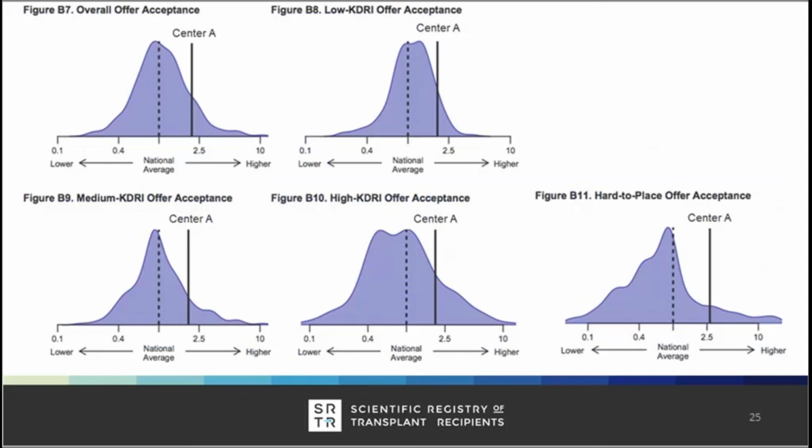And for here, we're showing each of the curves represents one of those sub-tables that we presented. So the low, medium, and high KDPI, or high KDRI in this case, and then hard-to-place offers off to the right. The top left bell curve is the overall, so the center you can see is sort of mid-high acceptors, so there are higher accepting programs in the center, but the center is certainly to the right of the national average in terms of acceptance.